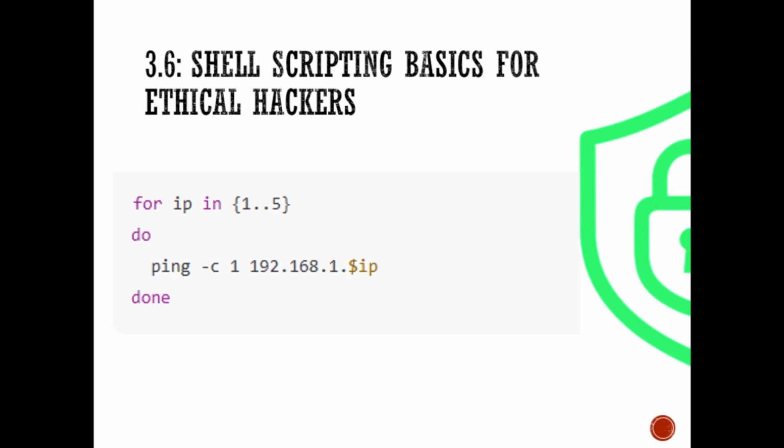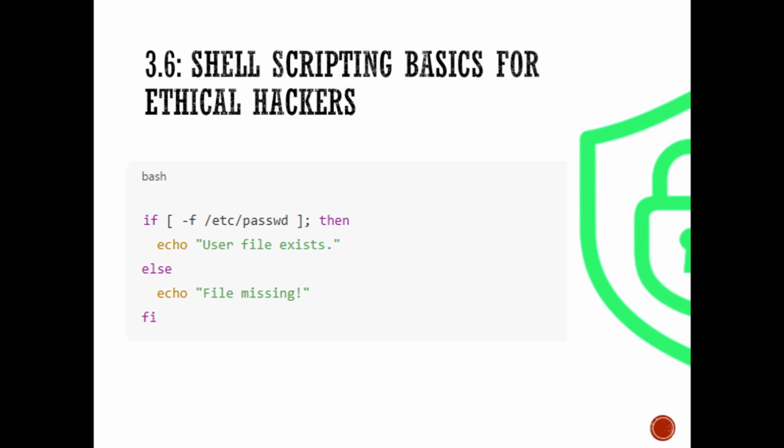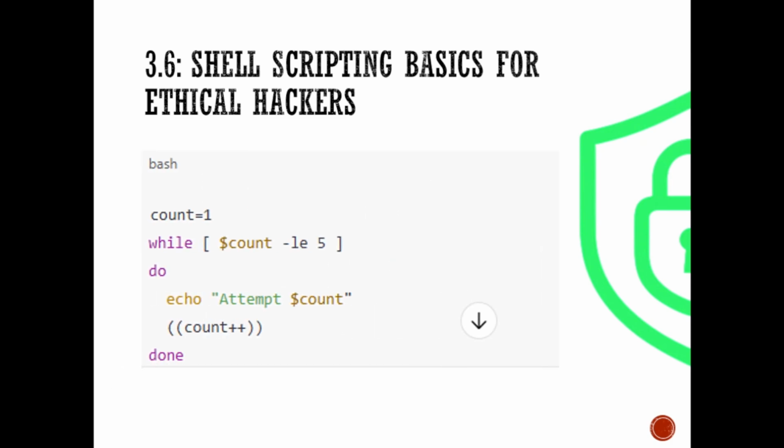Section 3, loops and conditionals. For loop, useful in scanning, bash: for ip in ..., do ping -c1 192.168.1.$ip, done. If-else statement, bash: if [ -f /etc/passwd ]; then echo "User file exists", else echo "File missing", fi. While loop, bash: count=1, while count -le 5, do echo "Attempt $count", count++, done.